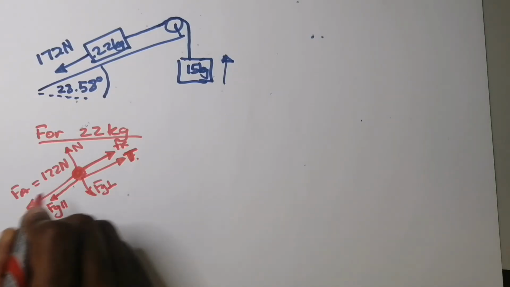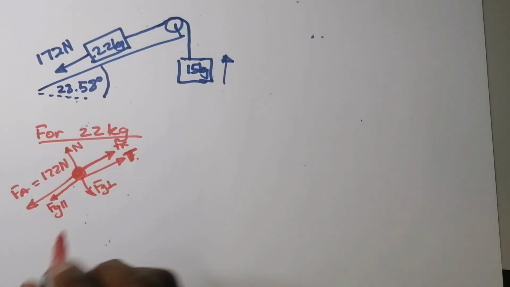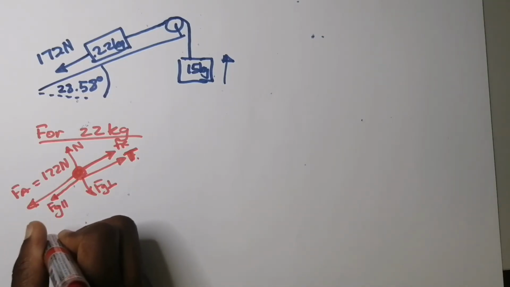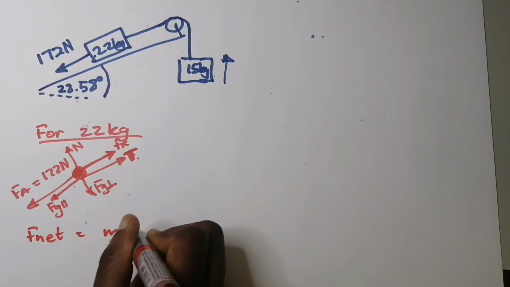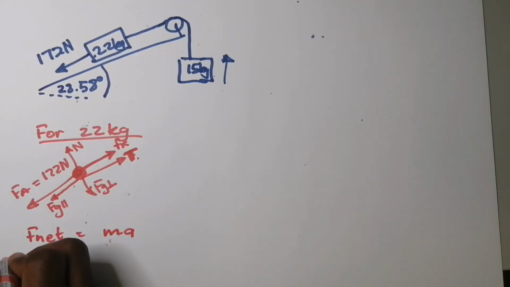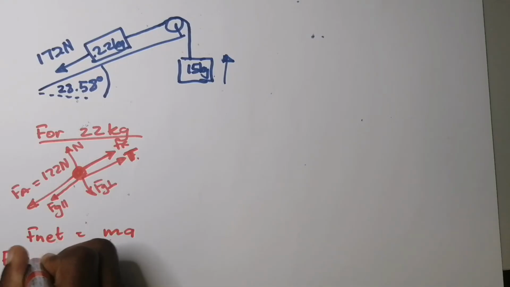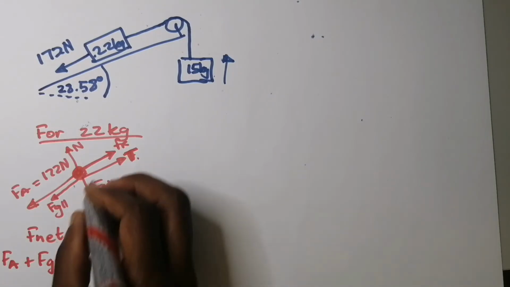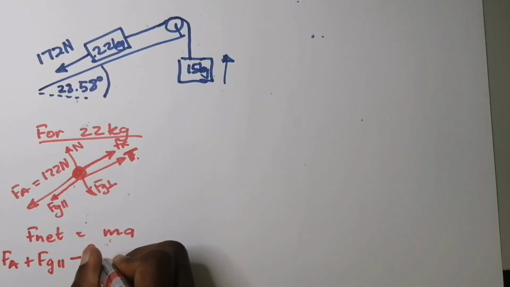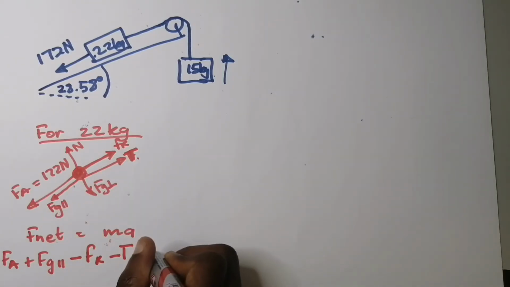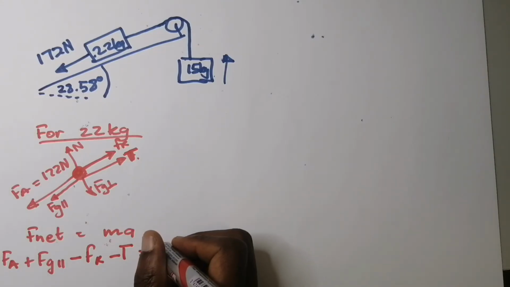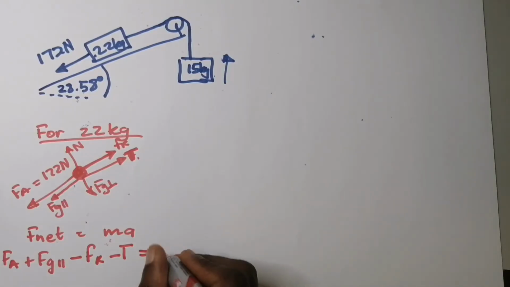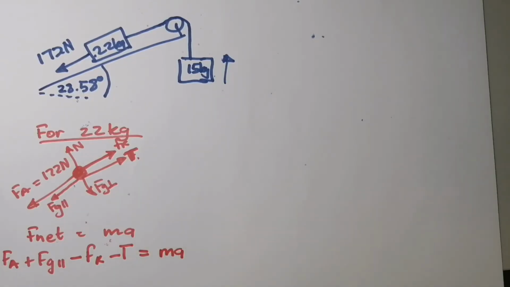So now I'm going to simply say, what are the forces? Let's take the sum of them. Okay, we're going to say F net is equal to MA. Now note, it's going to be the force applied plus FG parallel. Okay, they're acting together in the same direction, minus kinetic friction, minus the tension. And please remember, it's now accelerating, and that's what we want to find. We want to find the acceleration of the system. So this is equal to MA.